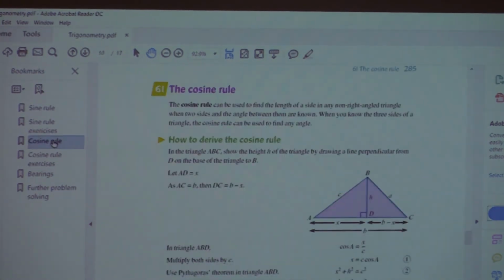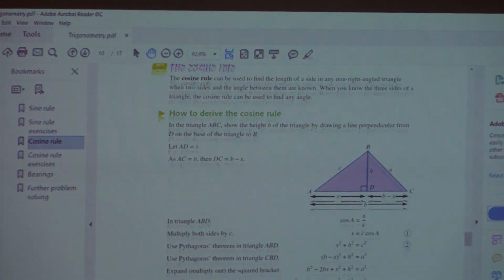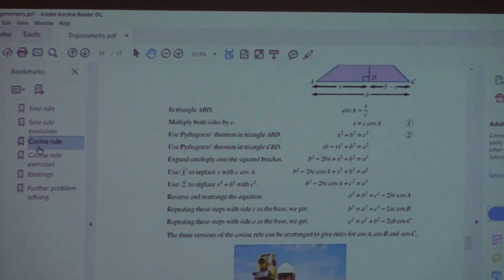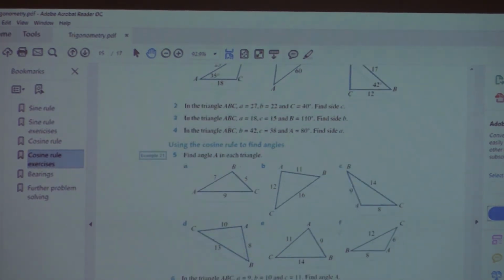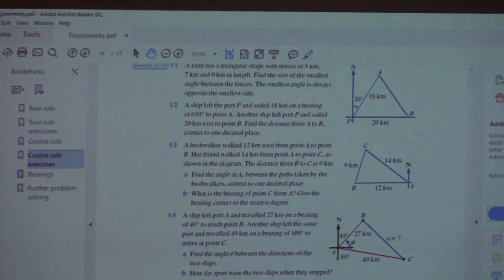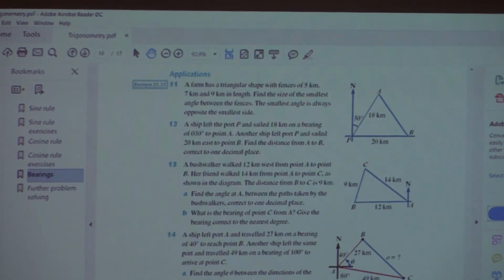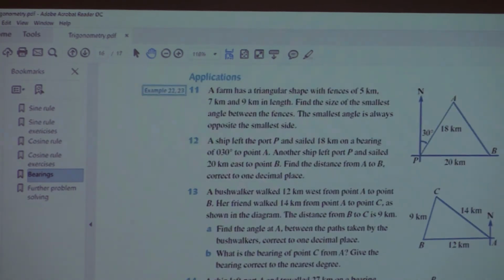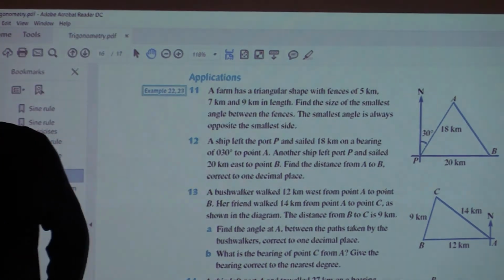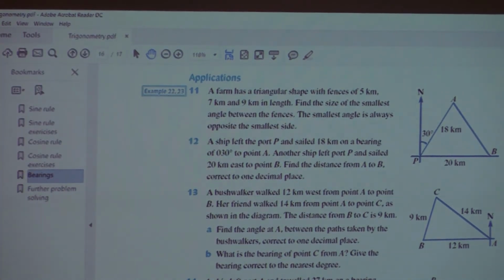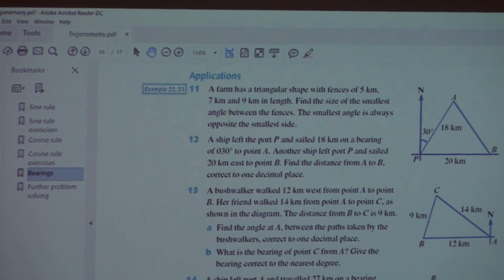The cosine rule. Again, look at the derivation. Cosine rule exercises. And what I want you to notice here, I'm not sure whether you can see that clearly, but a lot of those problems there are bearings problems with respect to non-right-angled triangles. Well, if you think about how your Year 11 Maths B students cope with some of those, you'll see that the general maths students will find that very, very hard indeed.